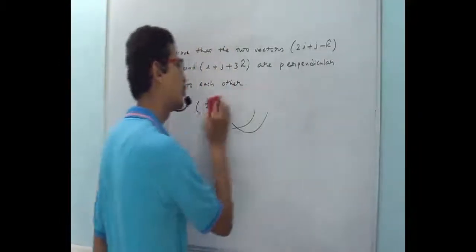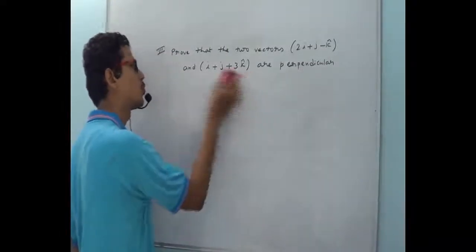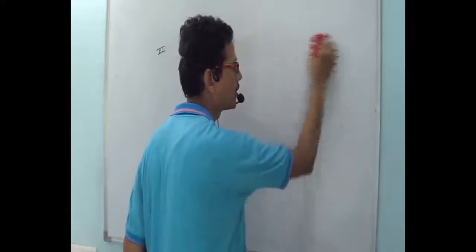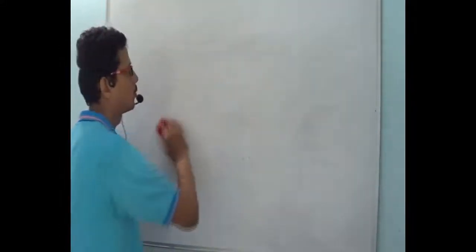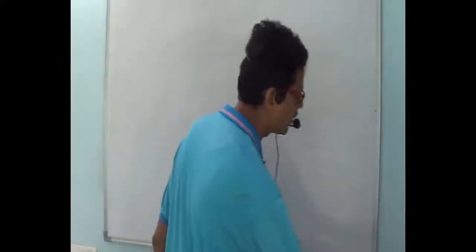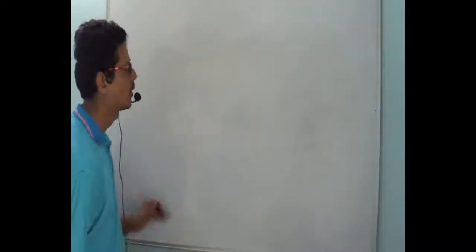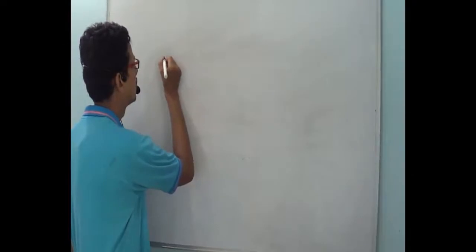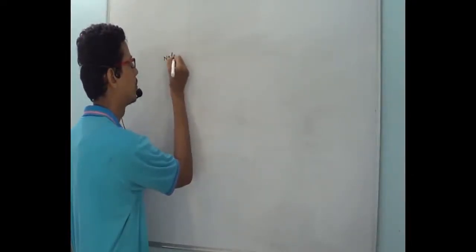When the dot product of two vectors is 0, then we can say those two vectors are perpendicular to each other. AB cos theta is 0 means cos theta is 0. Cos theta is 0 means theta is 90 degrees. Okay. So one more rule. Note this point.